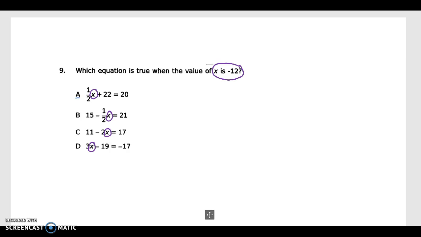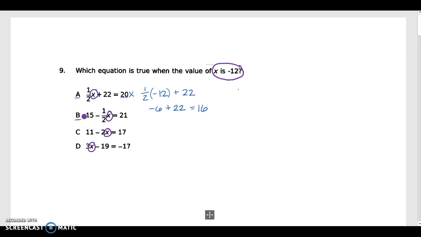On A, it says 1/2 x, so 1/2 times -12 plus 22. So 1/2 of -12 is -6 plus 22. Well, different signs, so we're going to subtract. So 22 minus 6 is 16, right? Yeah. So 16, and you keep the sign of the bigger number. So it's positive 16. Does that match here with 20? No. All right, so let's try the next one.